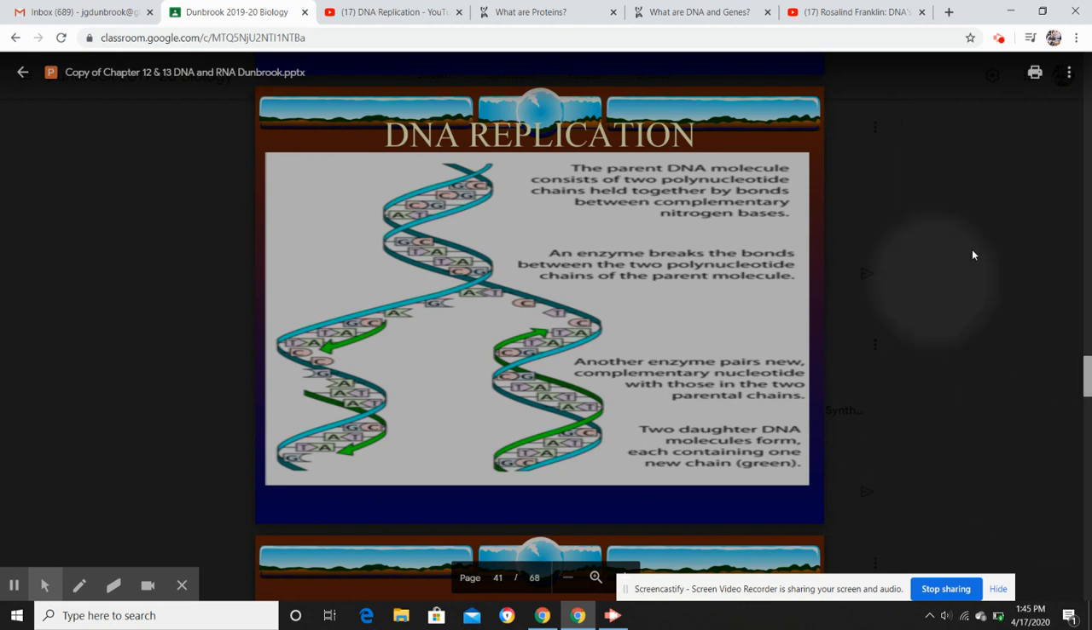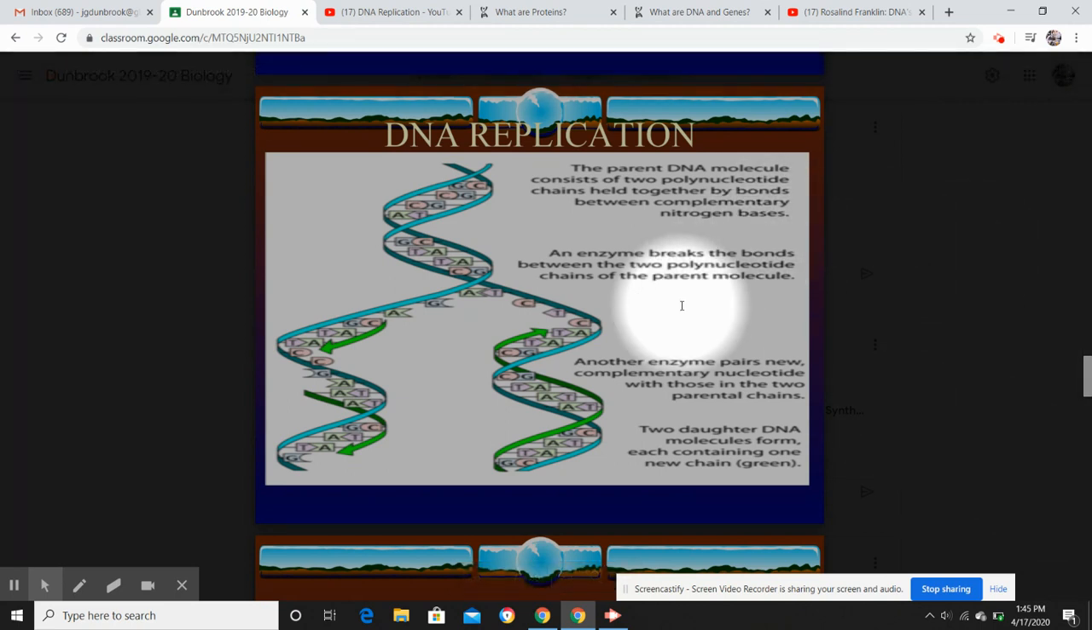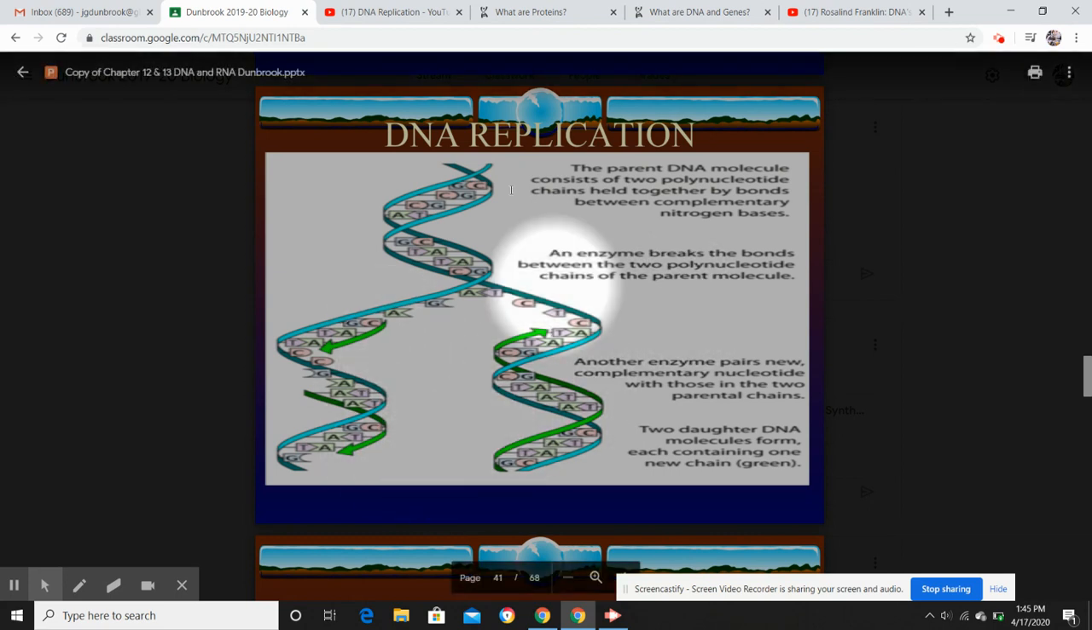By bonds between the nitrogen bases, between the A's and T's and C's and G's. You can see replication occurring right here. This was the original double-stranded DNA molecule. This was the original, the blue. It unzips right here. There's a fork in the road right there, okay?